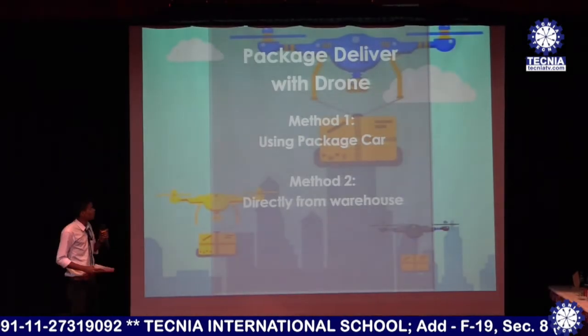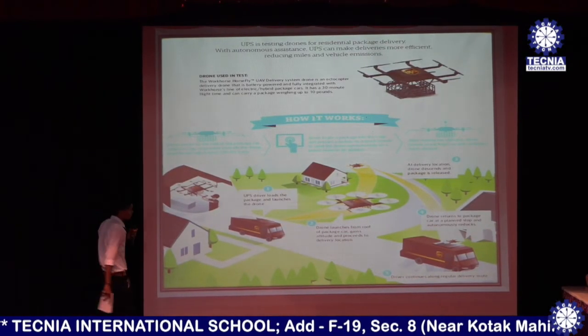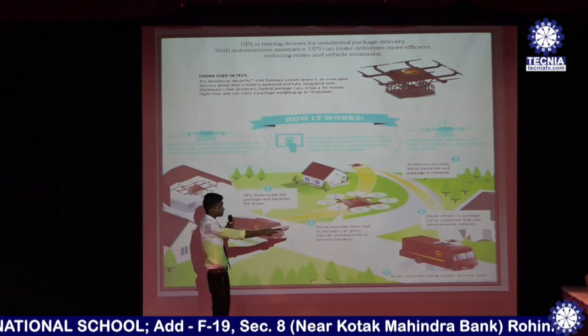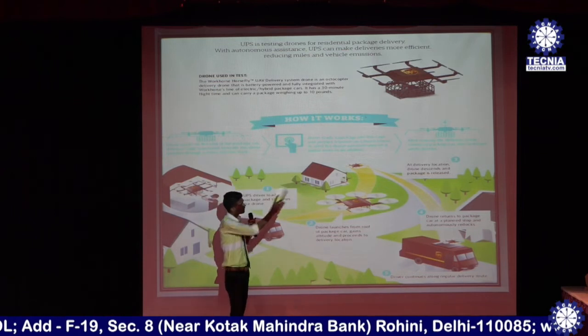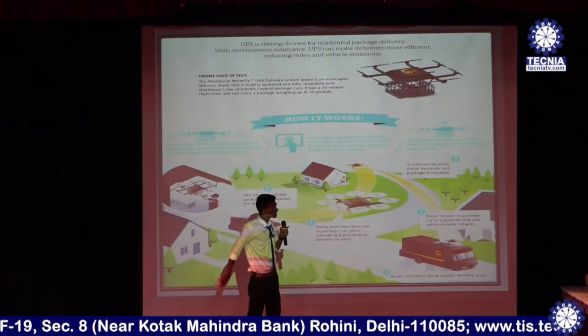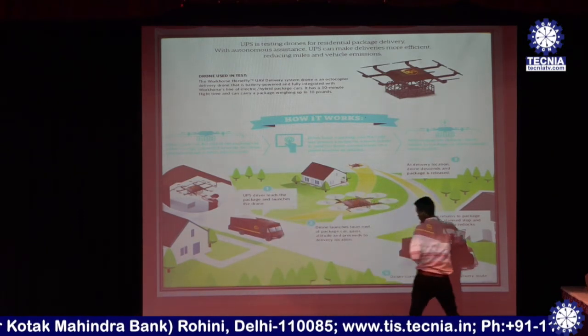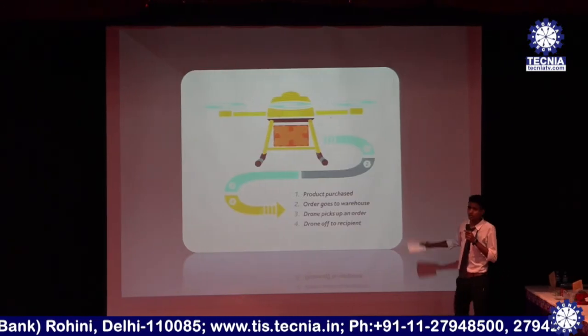Next, please. Okay, drone package delivery can be done with two methods: using package cars and directly from the warehouses. For the first method, using a package car, here you can see the driver loads the package to the drone, and then it gains height and launches off to the recipient's address. After delivering the package, the drone comes back and docks at the package car. This is how it is done in the first method.